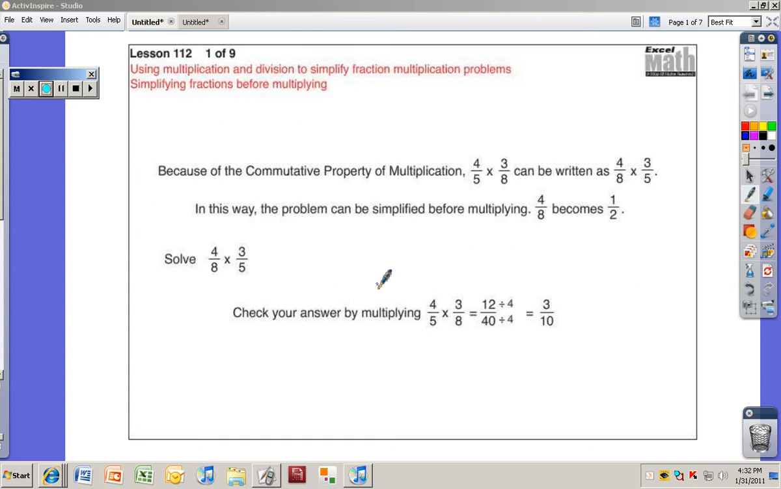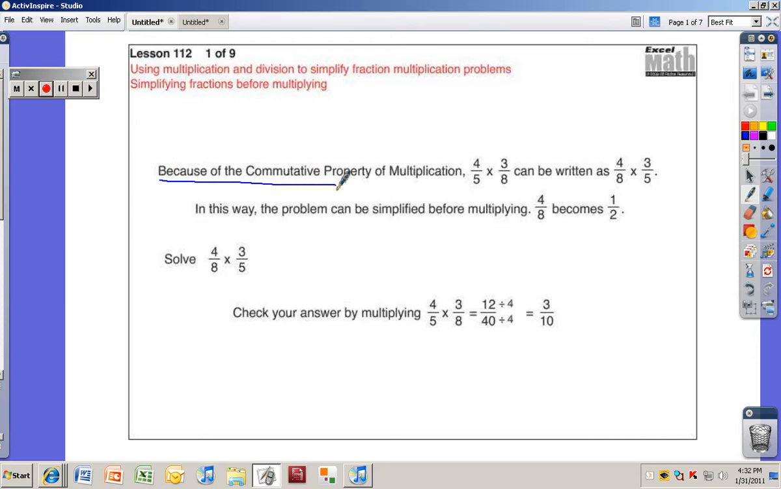6th grade Excel, lesson 112, using multiplication and division to simplify fraction multiplication problems. Simplifying fractions before multiplying. I call this cross-reducing. You probably have already learned a little bit how to do this.